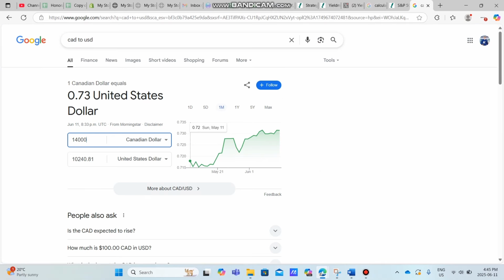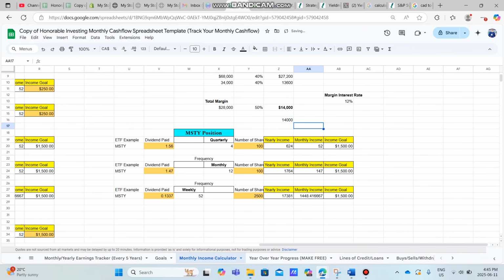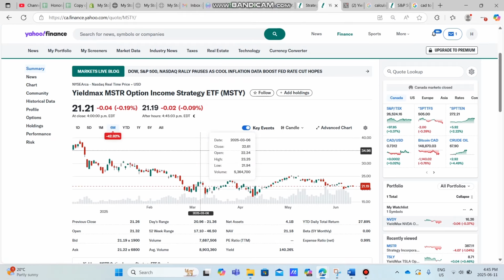So what I want to do is take $14,000 and see how much that is in USD, which it is $10,240. Awesome. I'm super glad that you guys are sticking with me right now. 10,240. Awesome. So this is our USD amount. Why is this important? Because we need to buy MSTY.